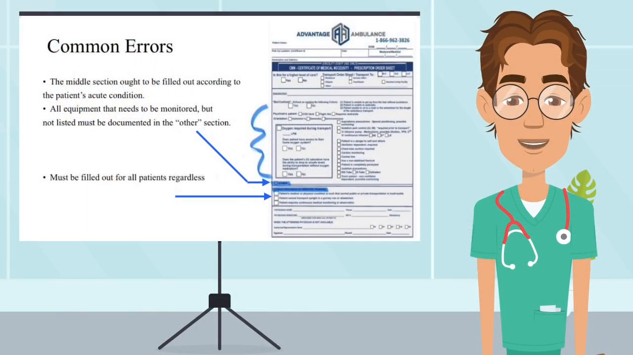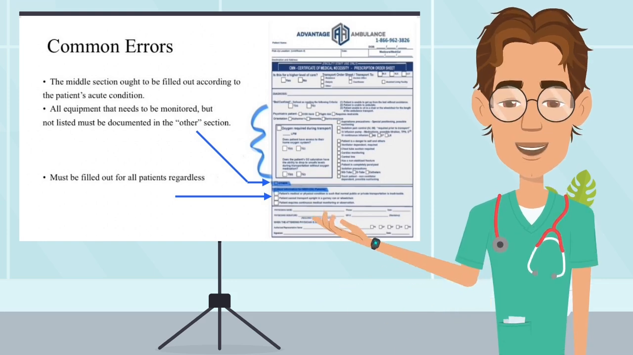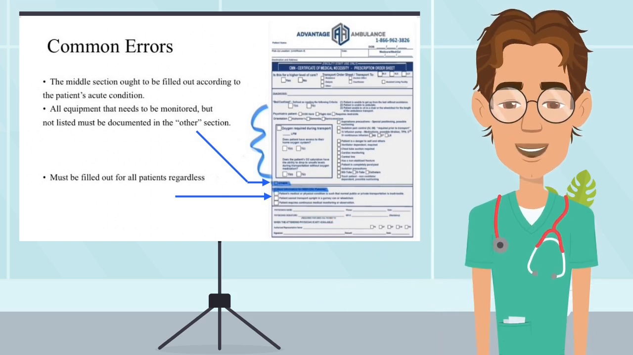The middle section should be completed based on the patient's acute condition. The facility will simply mark what applies. For bed confined, select yes or no on the right side. You'll see options labeled 1, 2, and 3. If the patient meets these criteria, they are considered bed confined. Even if the patient is not bed confined, they might still be a fall risk. So if they are, please have the facility mark in the other section that they are a fall risk.